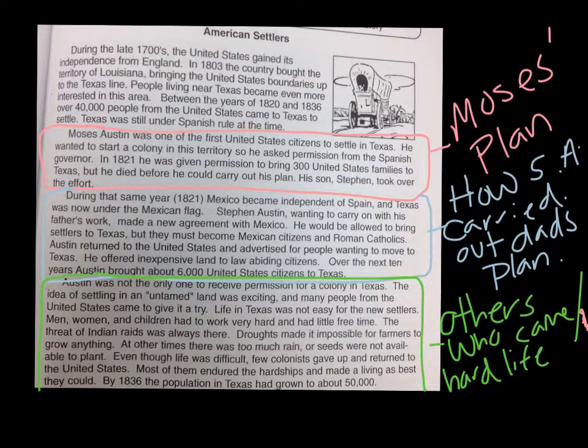So this paragraph, to me, is all about the other people that came to Texas. And also, it's about the hardships that you heard, or their hard life that they had while they were here.